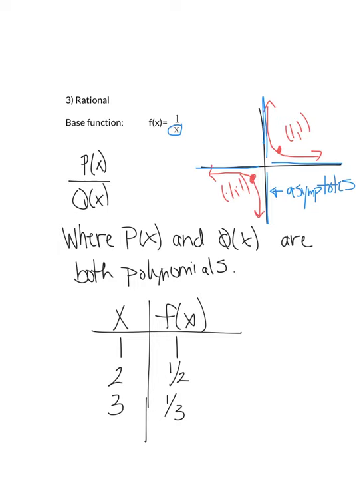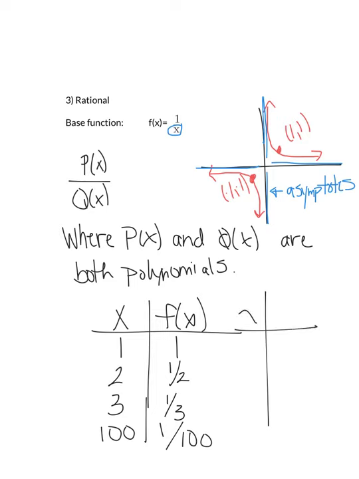Now I'm going to skip 4, 5, etc. and I'm just going to plug in 100. I'm going to get 1 over 100. We know that that is a really small decimal. I will never ever get anything hitting 0 or below 0, no matter however big I plug in an x value.